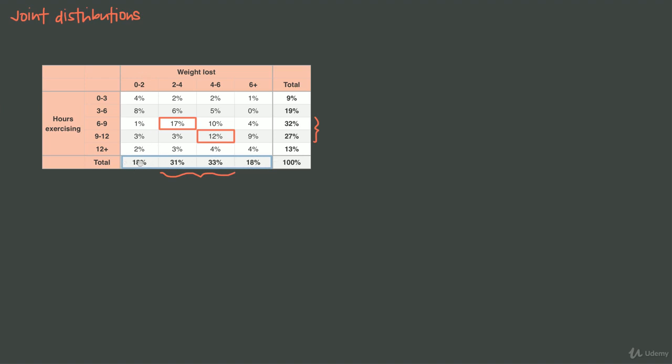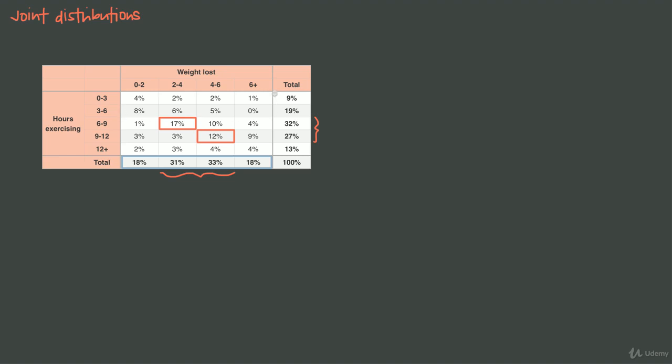So we can see that 18% of our participants lost between 0 and 2 pounds, 31% between 2 and 4 pounds, etc. So this gives us the full distribution for weight lost. It's the marginal distribution for weight lost. And of course, the marginal distribution for weight loss basically ignores the distribution for hours spent exercising. It eliminates all of that detail.